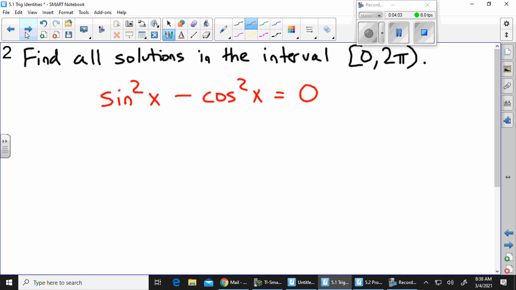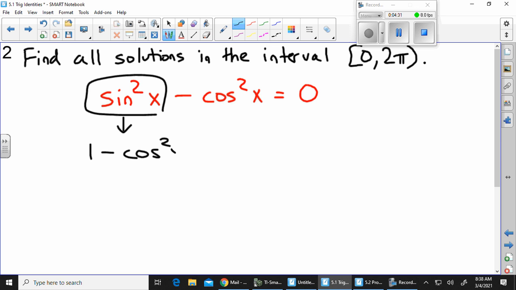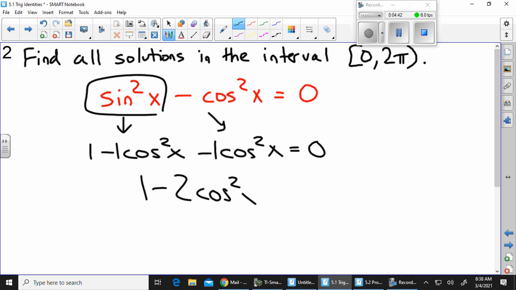Next one. So I got sine squared minus cos squared. I cannot factor something out. Those are not like. You have 2 choices. You either plug in for sine squared, or plug in for cos squared. Doesn't matter. So let's say I'm going to plug in for sine squared. Sine squared is 1 minus cos squared. I still have this minus cos squared. So I actually now have 1 minus 2 cos squared.